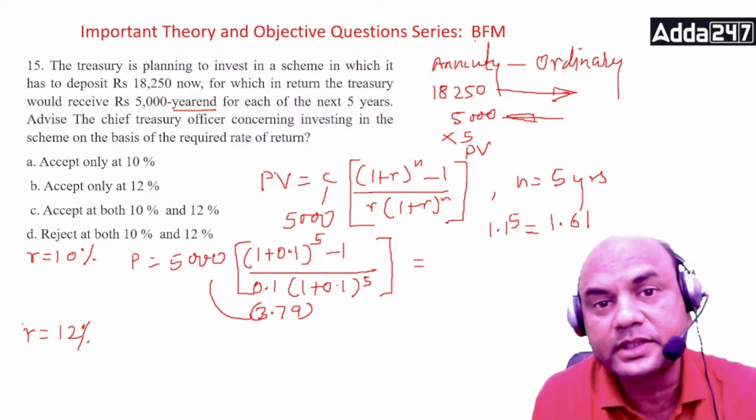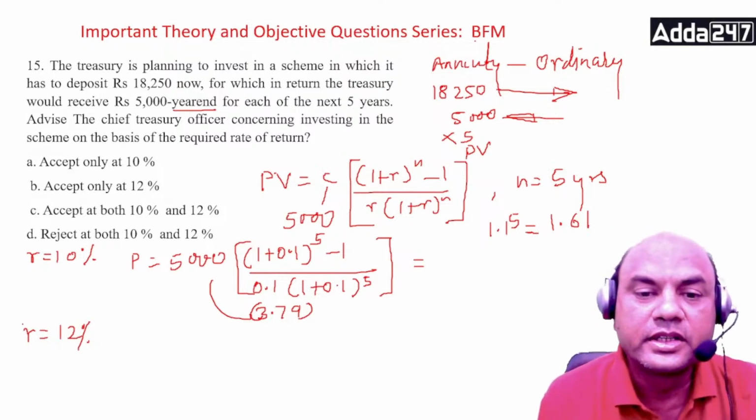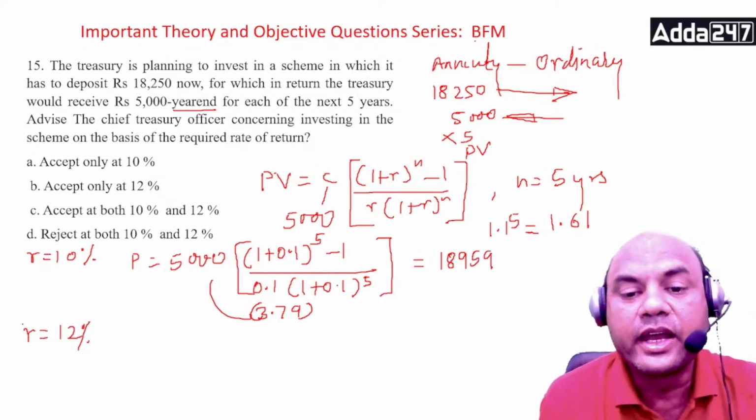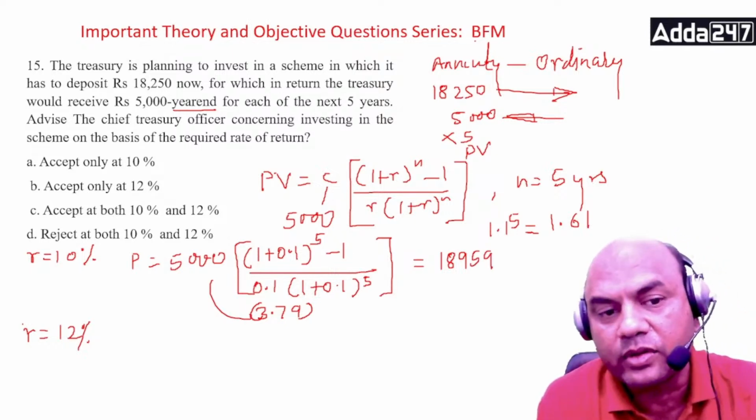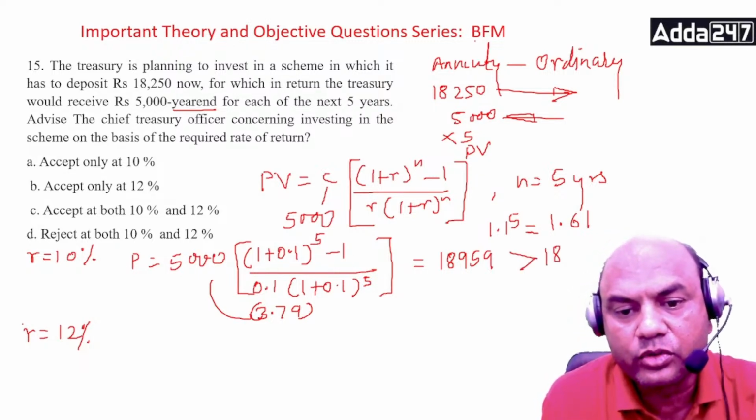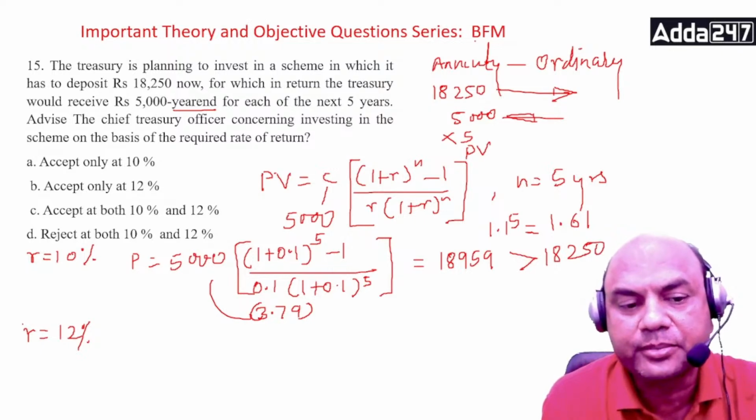What is the answer you guys are getting? Let me see. See here, you have to try this because these questions come to you in exam. 18,959. So this is 18,959. Is it greater than whatever I have invested? It is greater than 18,250, right? So this I can accept.